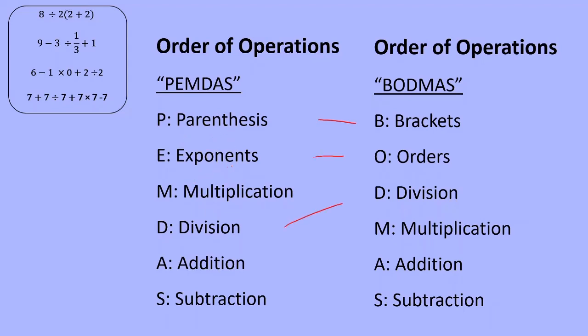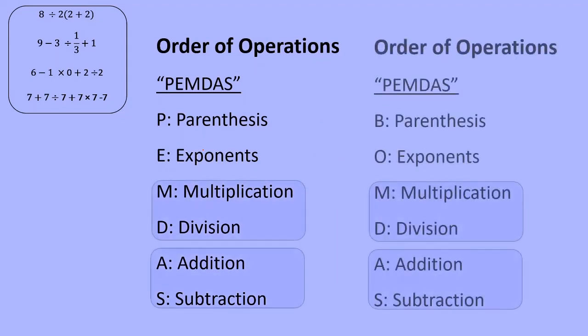But then you'll notice that division and multiplication are switched, and that's where some people say that if you use one compared to the other, you'll get different answers. But in both cases, even though they're written in different order, we do multiplication and division at the same level, and that will result in the same answer.